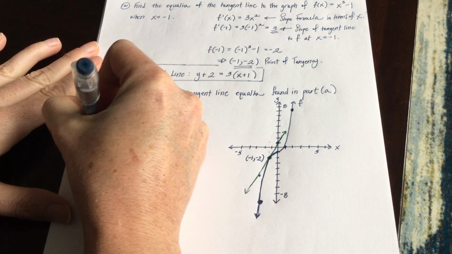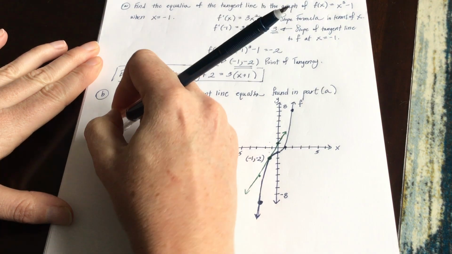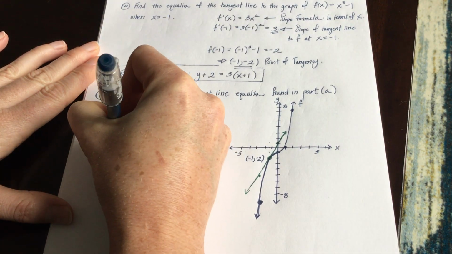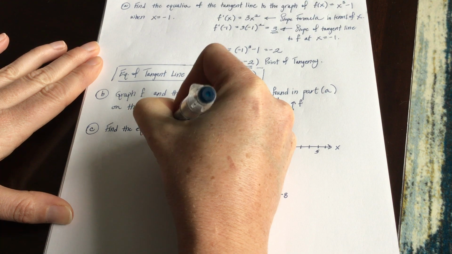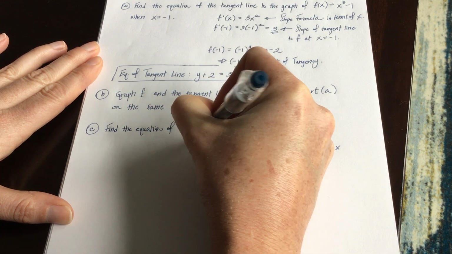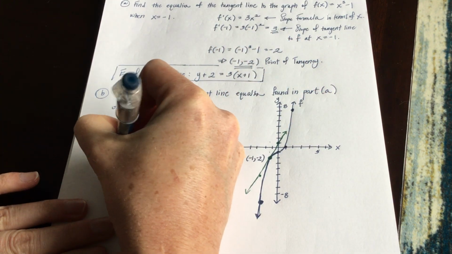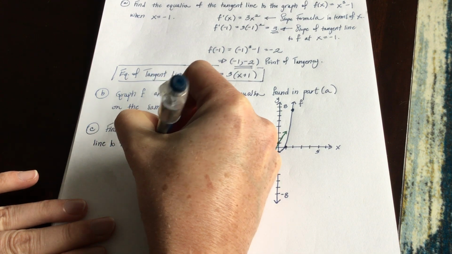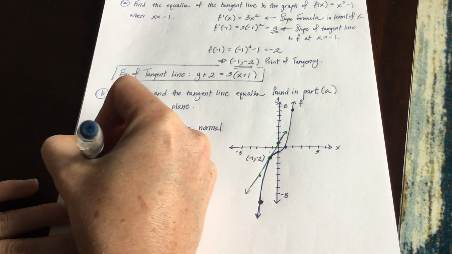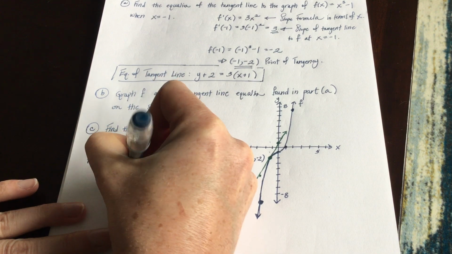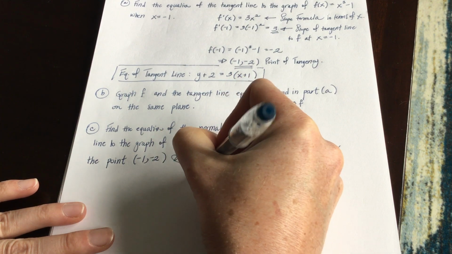Okay, last part, part C. Find the equation of what's called the normal line to the graph of f at the point -1, -2. And then add it to your graph.